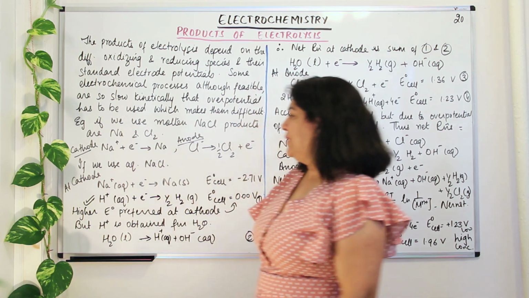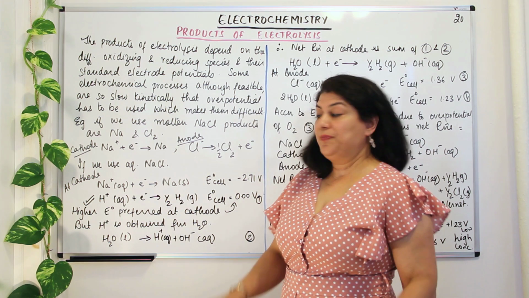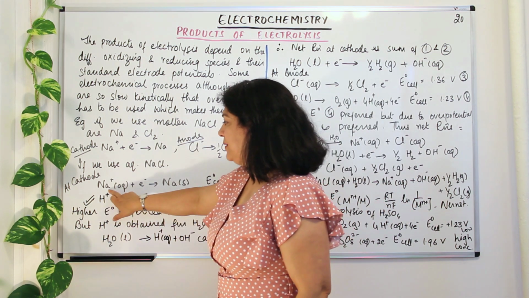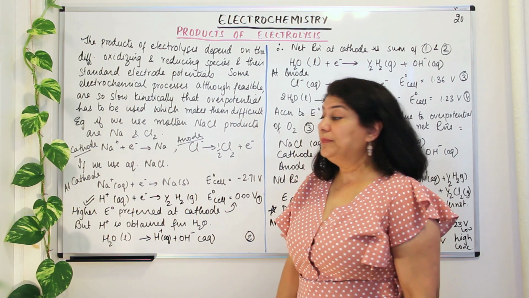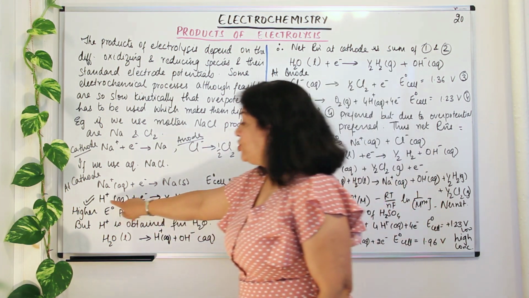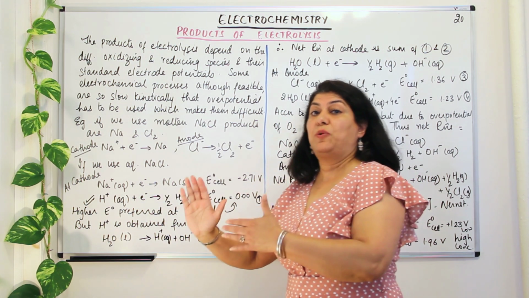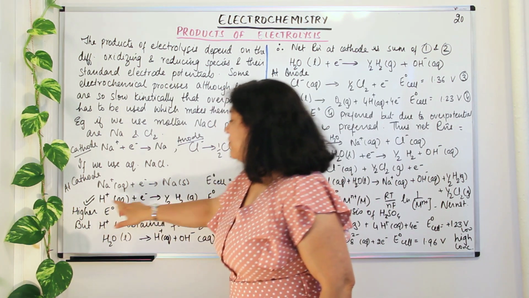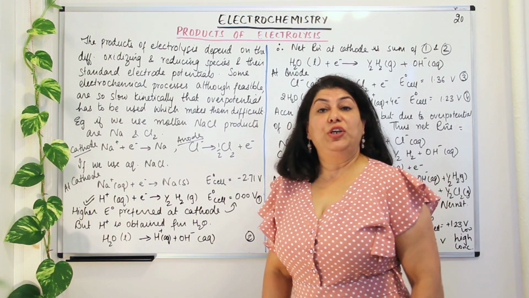So if we use aqueous sodium chloride, at the cathode there are two possible reactions. One is the one that happened earlier, that sodium ion will gain an electron and it will result in the formation of sodium. And the other possibility is from the solvent. That solvent that broke into H positive and OH negative, the H positive ions may also gain an electron and result in the formation of half a molecule of hydrogen.